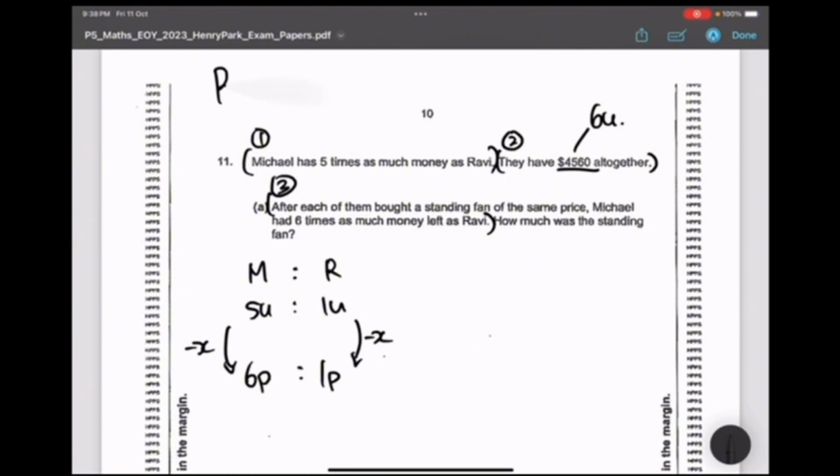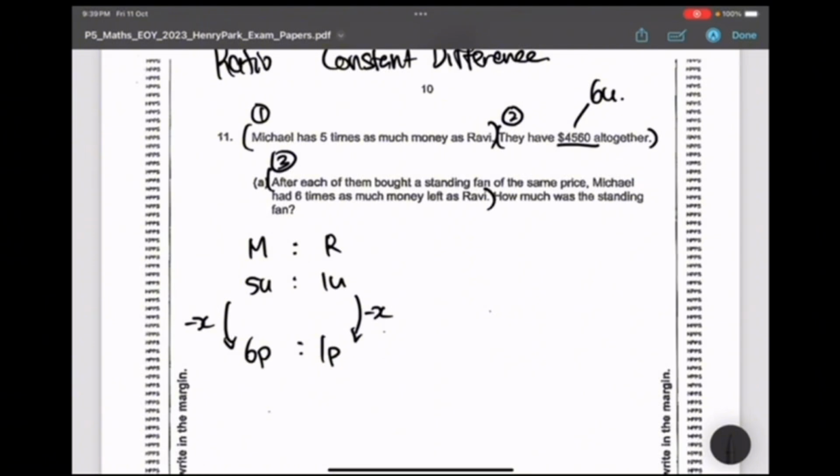Firstly, this is a ratio question. And the concept that we are using here is something we call constant difference. If the same amount is being subtracted from both Michael and Ravi, their difference will not change. So what I want to do is to add another ratio over here, and that would be D for difference. The difference between 5 and 1 is 4 units.